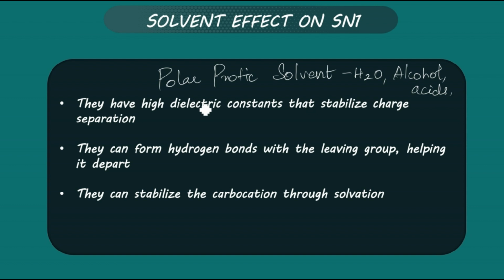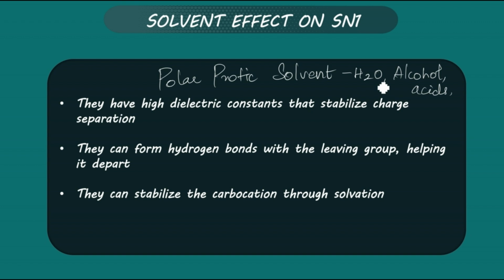Protic solvents can be non-polar also, but here we are mentioning polar protic. Each of these has hydrogen attached to the more electronegative oxygen, right? Which makes the compound polar. So polar protic solvent favors the SN1 reaction mechanism because they have high dielectric constants, right? That stabilizes the overall charge, because the carbocation step is a major step in SN1, and they can form hydrogen bonds with the leaving group, helping it to depart. And they can stabilize the carbocation through solvation.